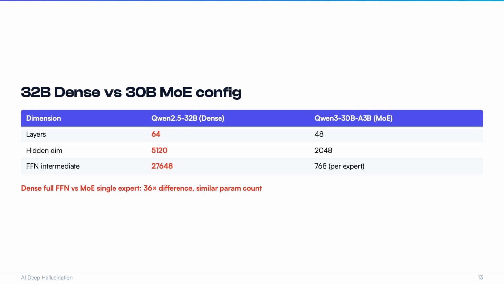QN3's 30B, a 3B is MoE, 48 layers, hidden just over 2,000, intermediate around 700. Dense full FFN is 36 times the single expert. How does that fit 30B params? Because MoE spreads its parameter budget across the expert pool. Out of 30B total, 128 experts take more than 90%, leaving very little for the backbone.